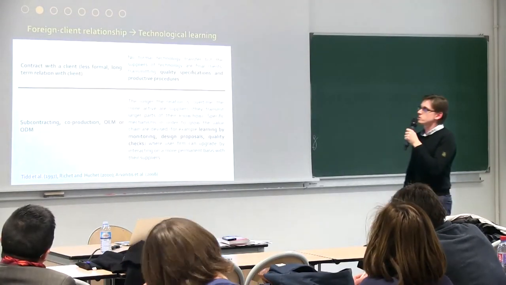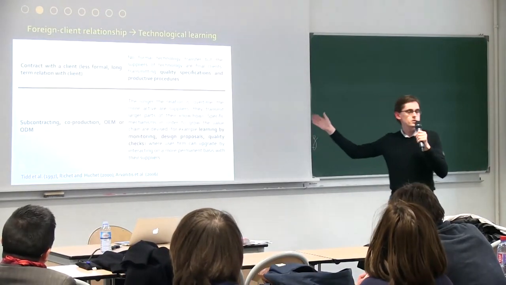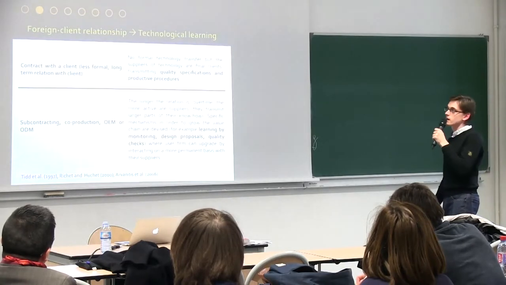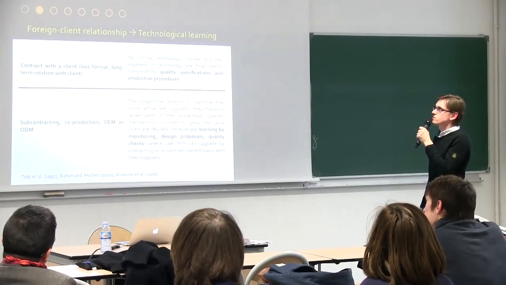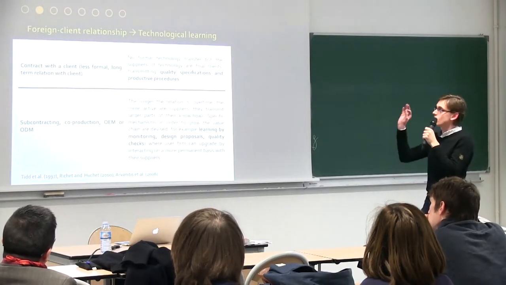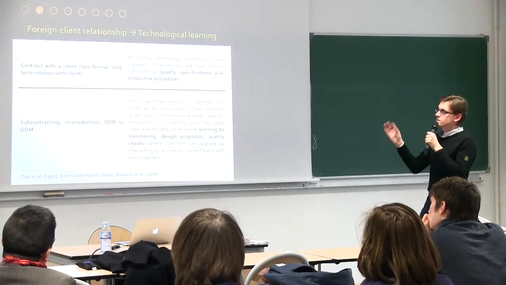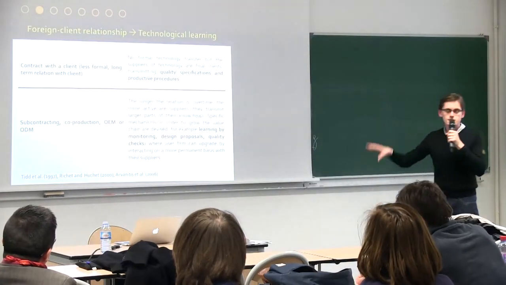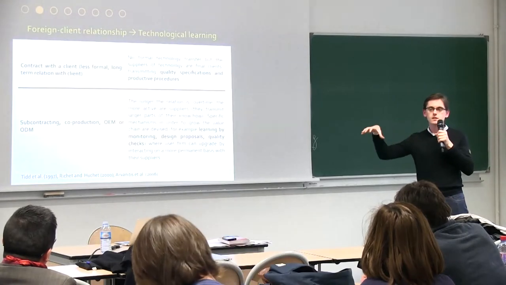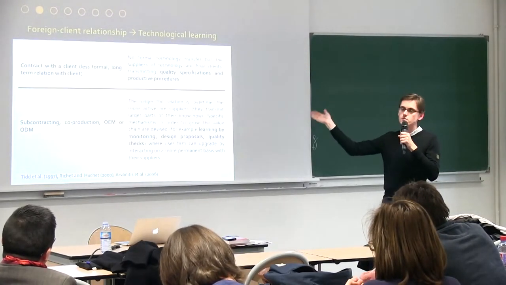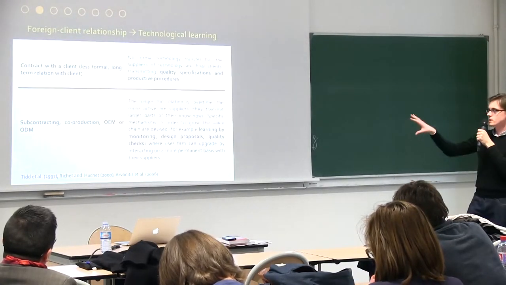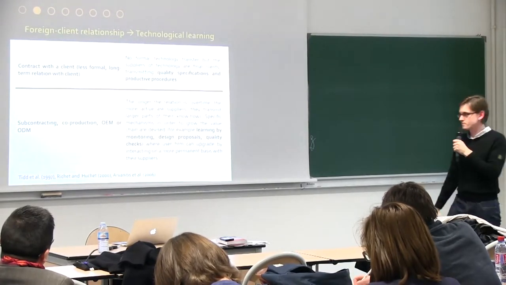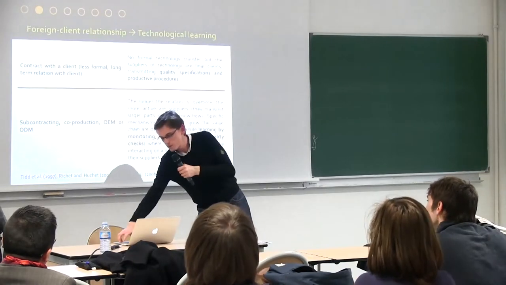What I chose to show you were the two main interactions that translate into the relationship with clients. The first one is the contract with a client, which is less formal, but has a long-term relationship with the client. What they explain is that there is no formal technology transfer, but their suppliers of technology are final clients, transmitting quality specifications and productive procedures. The second one is original equipment manufacturer. It's kind of like outsourcing some parts of the chain of production within China, but from a foreign company. What they explain is that this kind of technological transfer is based mainly on learning by monitoring design proposals and quality checks. It's just a quick review.